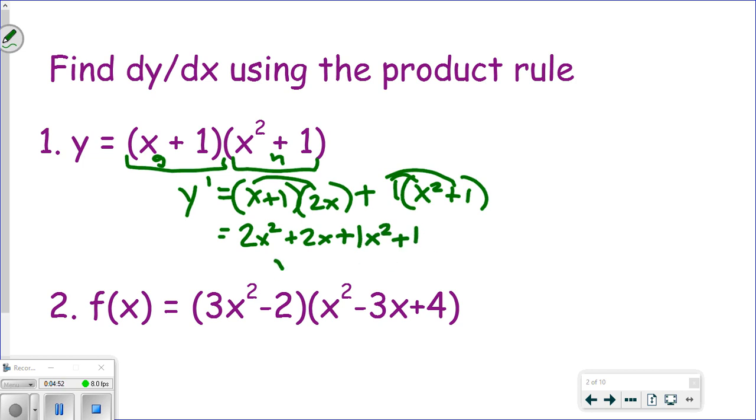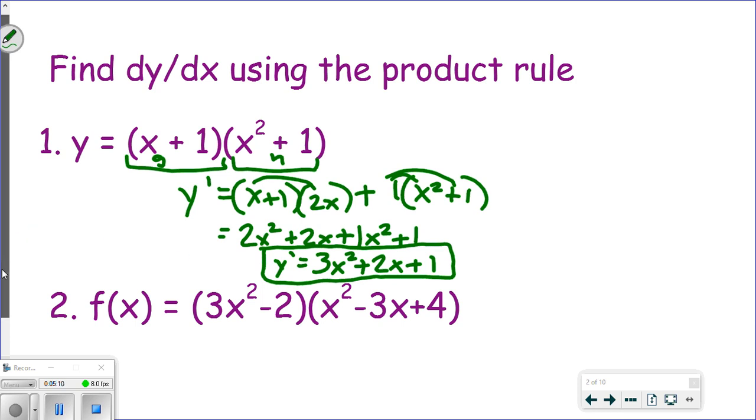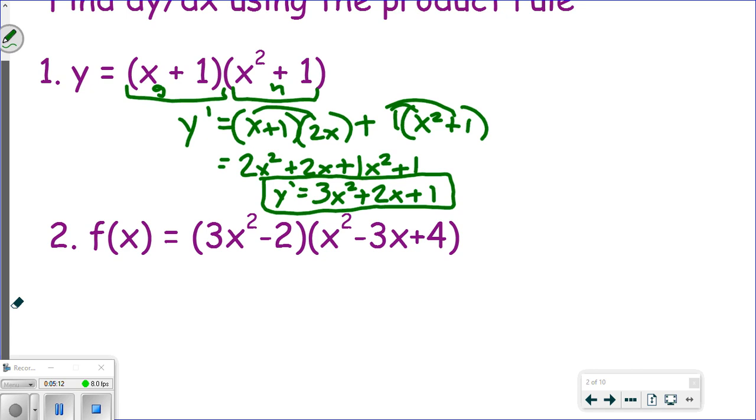And of course that means that the derivative will equal 3x squared plus 2x plus 1. And of course, if you wanted to check this, you could FOIL this out and do it with the power rule. But we're going to just use the product rule for today. And on your homework, you have to use the product rule. You cannot multiply it out. So I need you to practice the product rule.